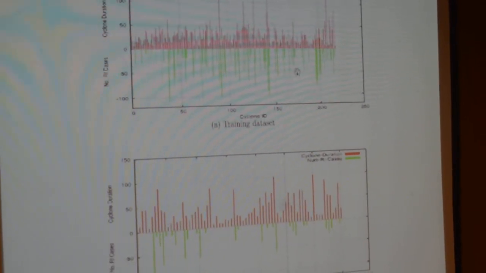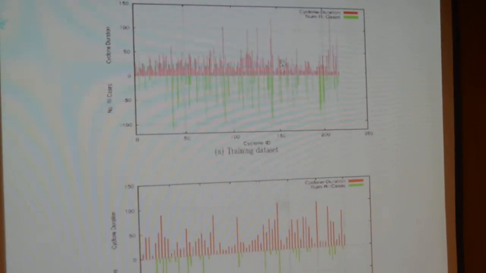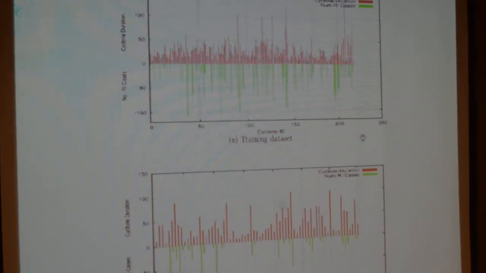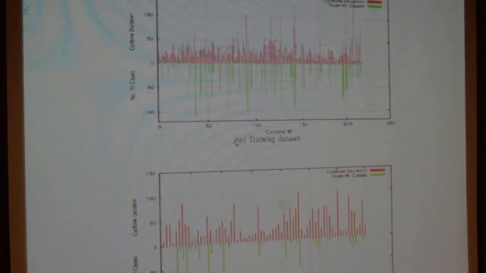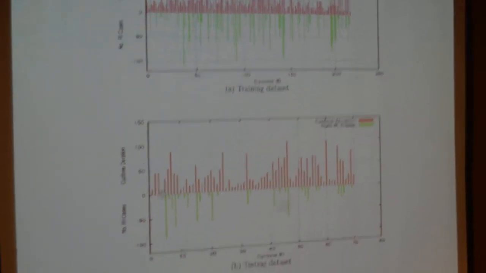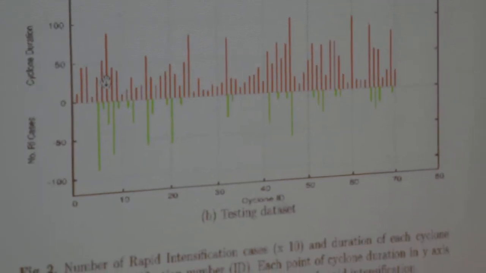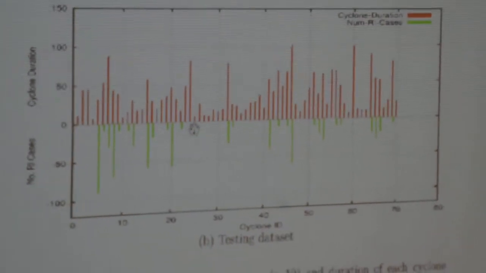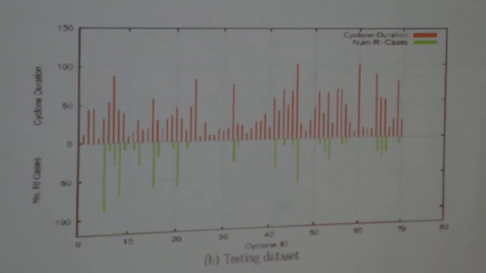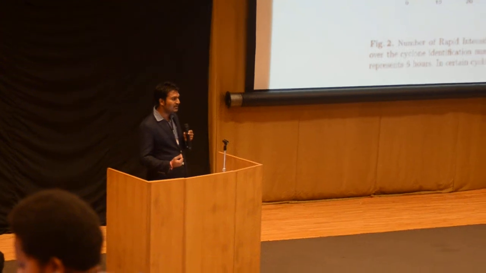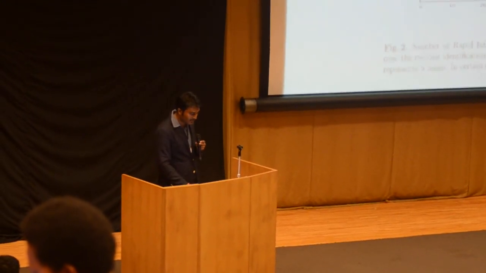We have some graphs here with some analysis of the number of rapid intensification cases. It's not very clear here, but this graph shows the duration of the cyclones in the last, let's say, 20 years, and for each of those cyclones, how many rapid intensification cases there were, in green. Here you can see there's one cyclone whose duration was less than 50, but it had about 9 rapid intensification cases. From our analysis, we found that it is not the case that a lengthy cyclone will have the most rapid intensification. Sometimes shorter cyclones have the most rapid intensification cases.